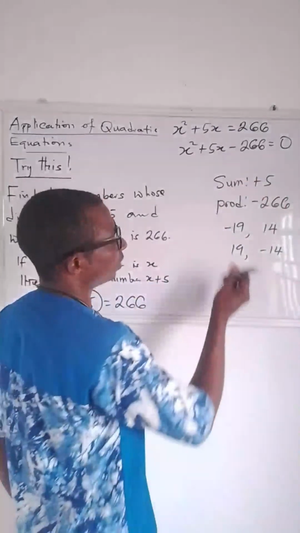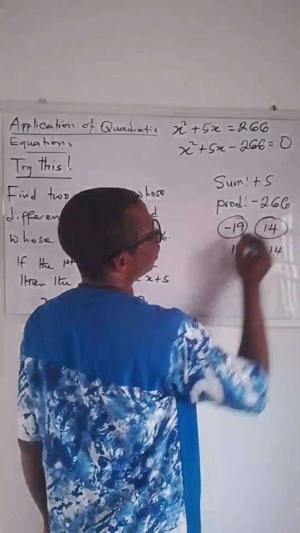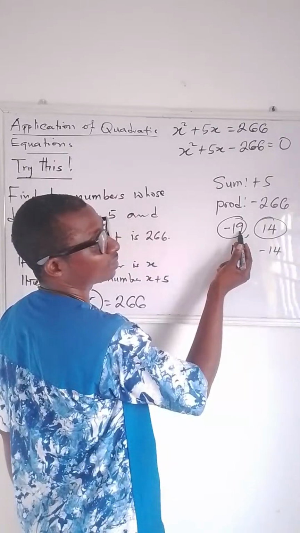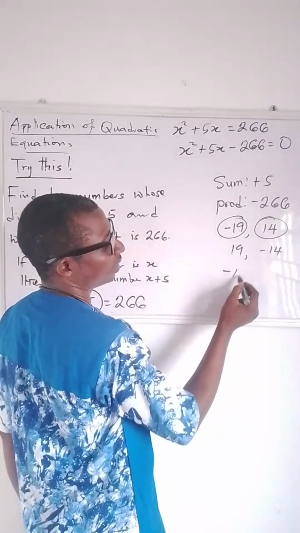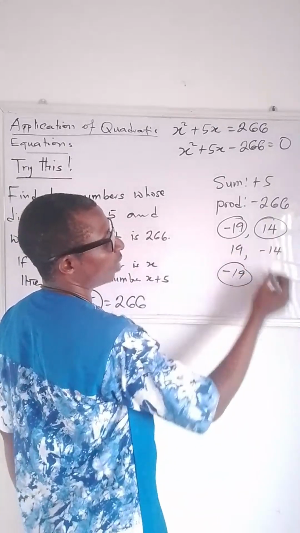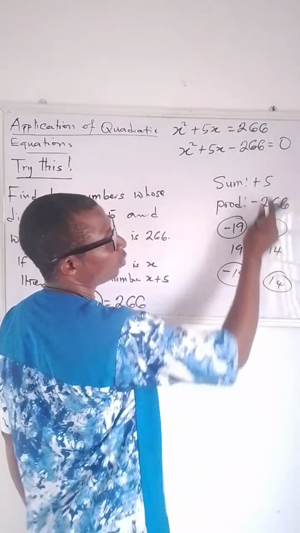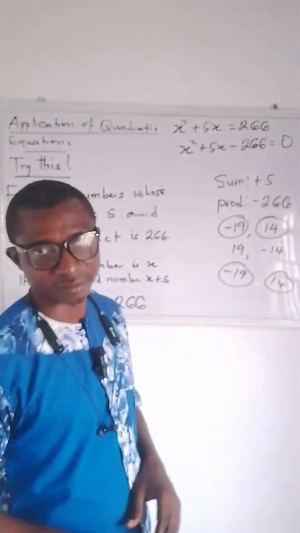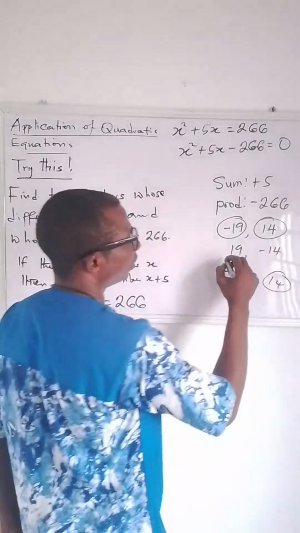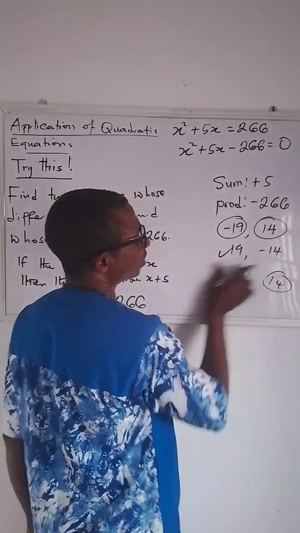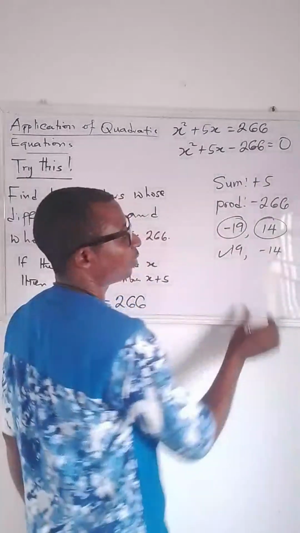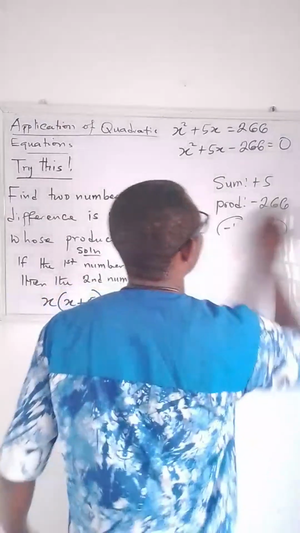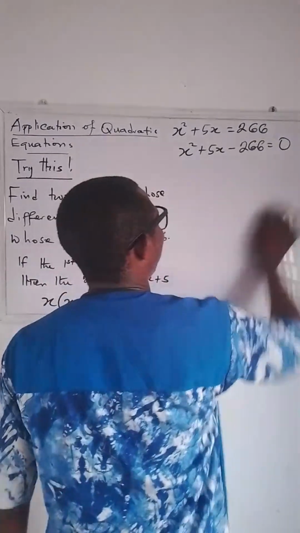Now look at this one. If you had picked this, it would have been wrong because you have minus 19. You have a debt of 19 and you have 14, so there's no way you have plus 5. You will still be in debt of 5. So this is going to be the correct answer: plus 19 minus 14. So that is the correct answer, plus 19 minus 14.